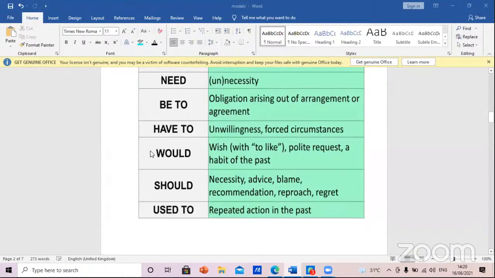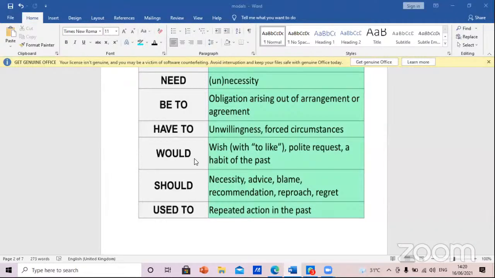Next one, would. Especially we use would to make a polite request. Would you like to have a cup of tea? If you go to your friend's home or some of your relatives' places, they will come and ask you, would you like to have a cup of tea or a cold drink? They offer you something. Or else, would you mind if I take your book? They ask whether you have any problem if I do this.